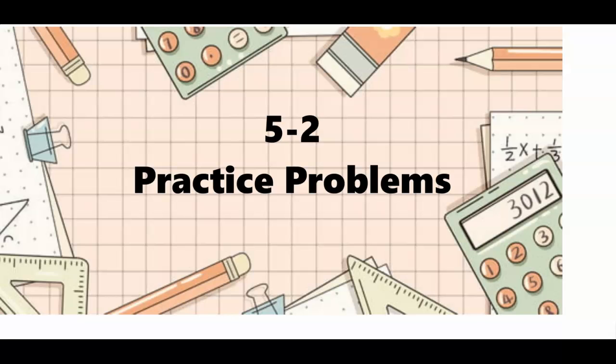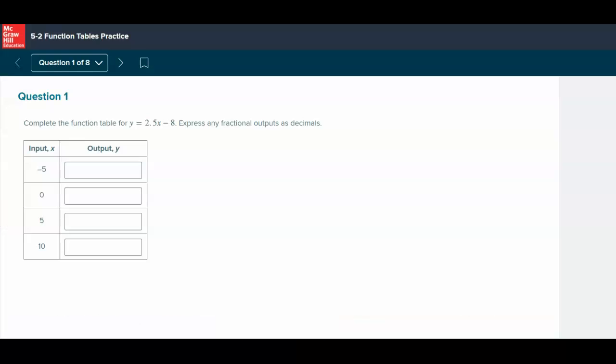Okay, boys and girls, I'm going to try to do a walkthrough of the McGraw-Hill assignment for 5-2 practice problems. I'm going to try to write on the screen. We'll see how this goes. Our first problem is question number 1, and it gives us the function y equals 2.5x minus 8.